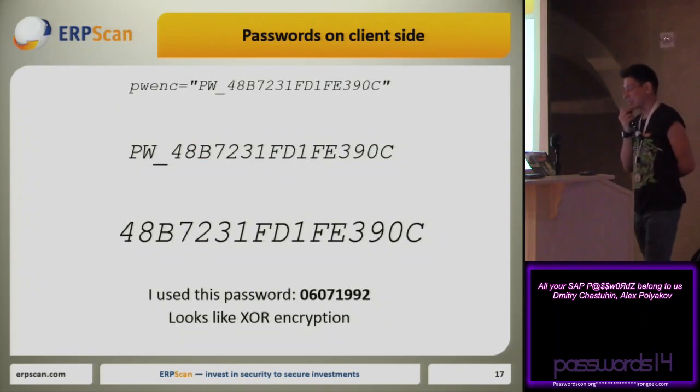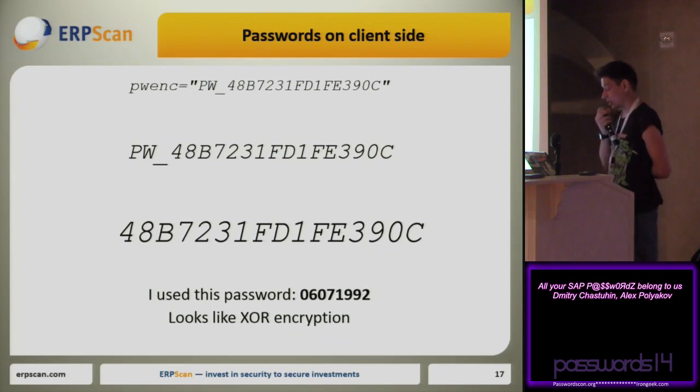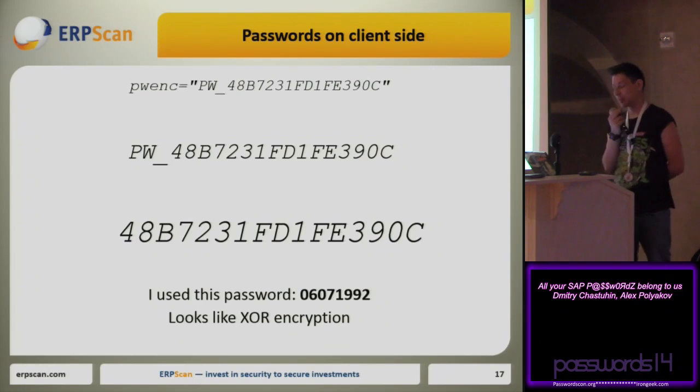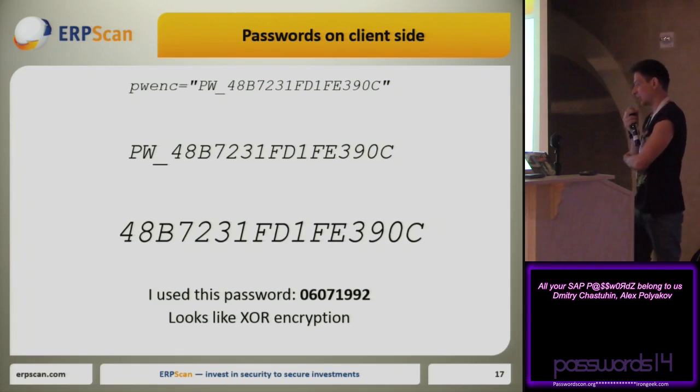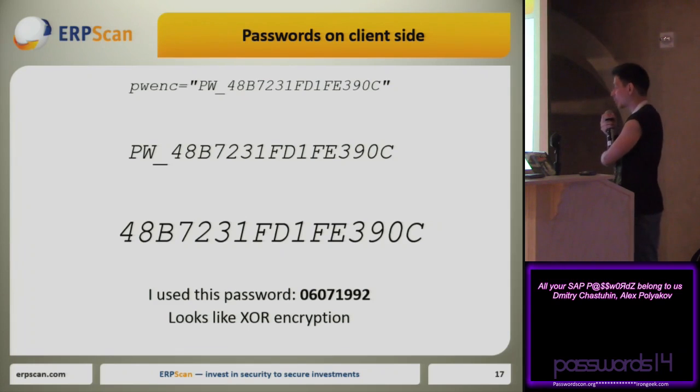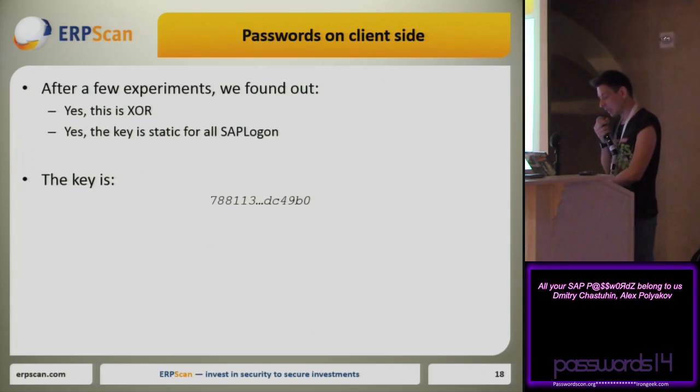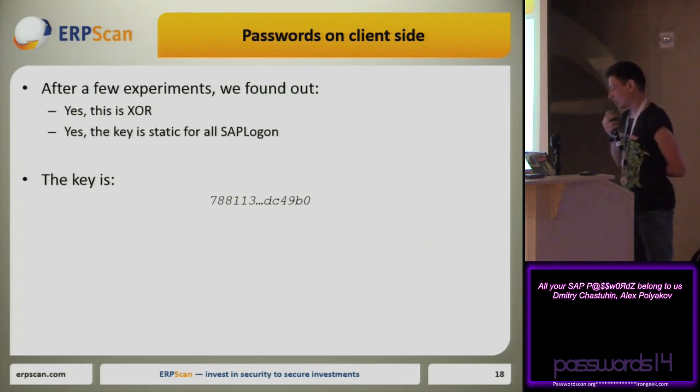So this is the string with the encrypted password. PV is just a static character. After that comes the encrypted password. In my shortcut, I saved the default password 06071992, and as a result I got this hex string, which looks like an XOR-encrypted password. And after that, as you know, we can easily get the key.